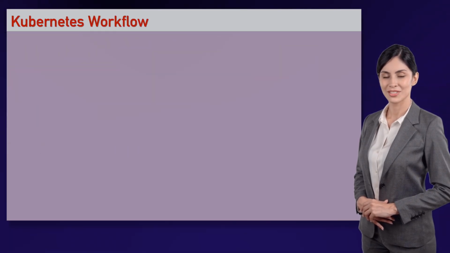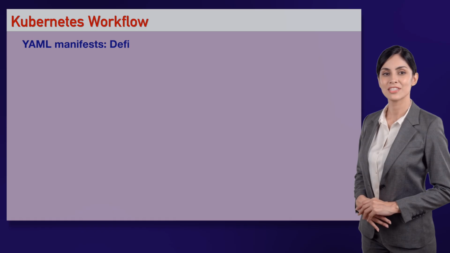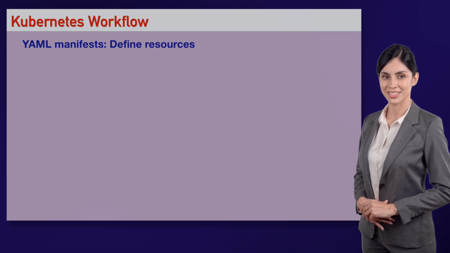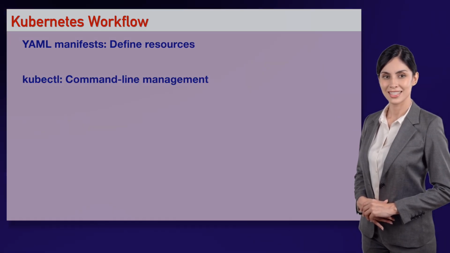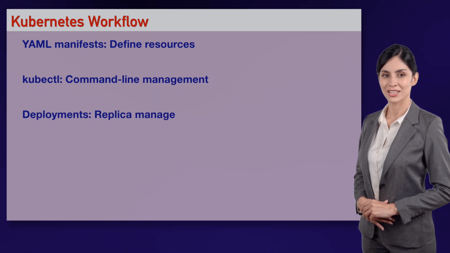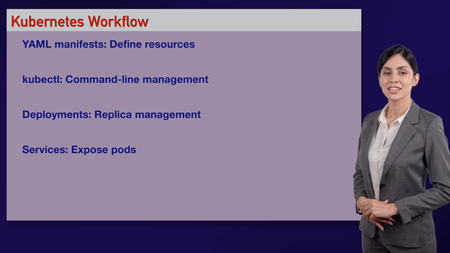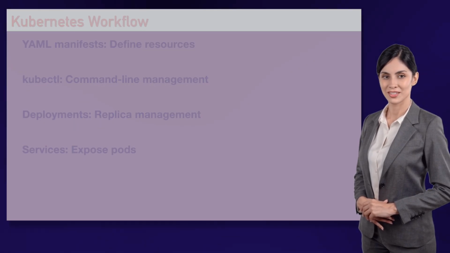Kubernetes workflow. Use YAML manifests to declaratively define resources like pods or services. kubectl is the CLI for applying manifests and managing clusters. Deployments handle replicas for scaling and updates. Services provide stable endpoints to expose pods internally or externally.